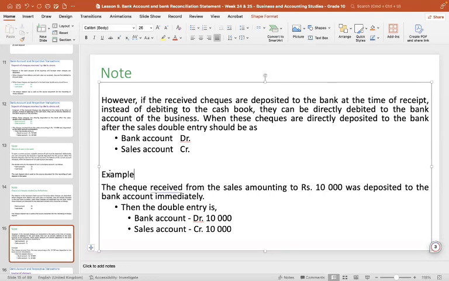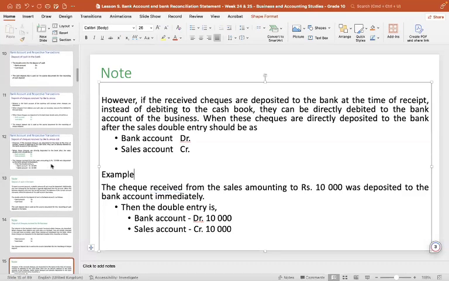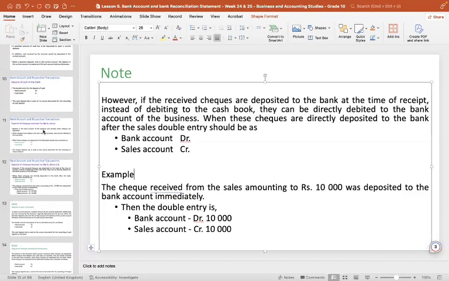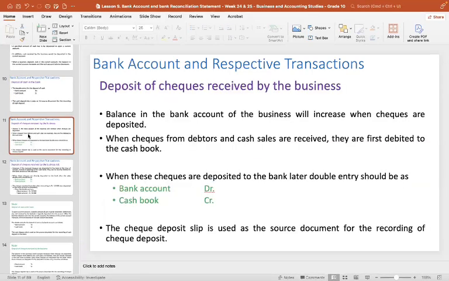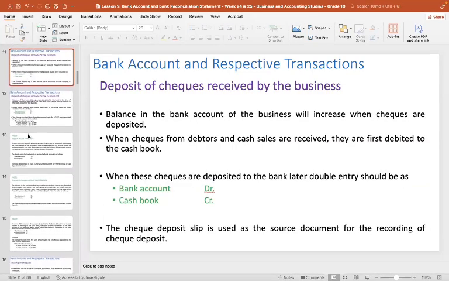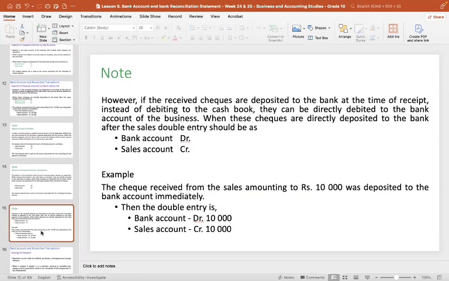The check received from the sales amounting to 10,000 was deposited to the bank account immediately. Then the double entry is bank account you are debiting by 10,000 and sales account you are crediting by 10,000. Okay, with that, we are finishing off two parts: depositing of cash in the bank and depositing of checks received by the business. So you can pause this video, or you can take a couple of minutes and complete the note.